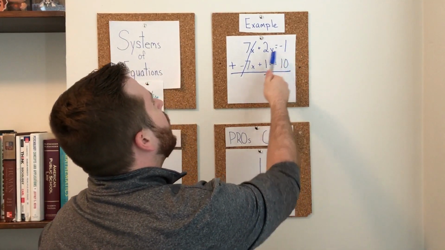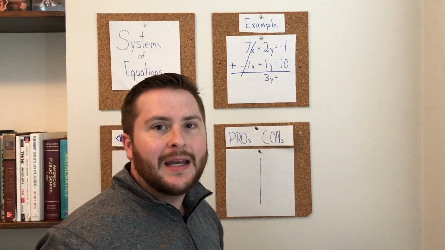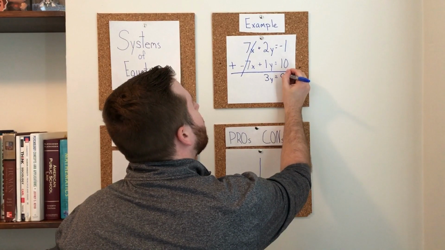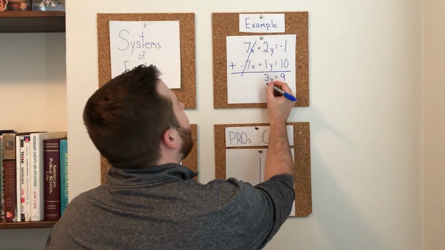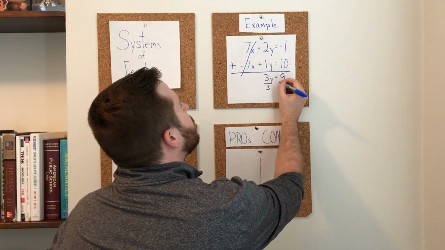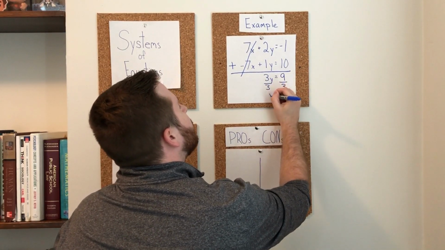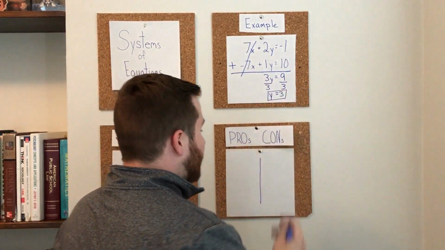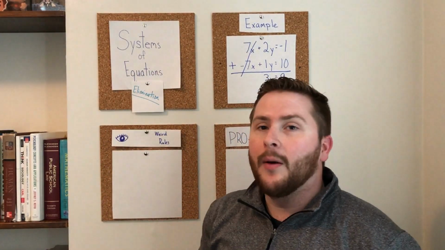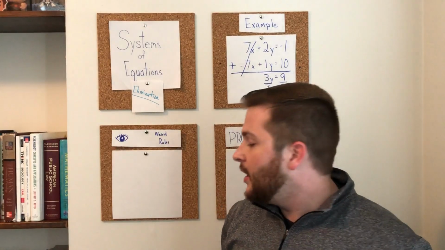And -1 plus +10 gives us 9. So just like that, we're already at the step where we can solve for our variable. Obviously, y is equal to 3, because we will divide each side by 3, and this will be our answer. So just like in the last video where we talked about the rules of substitution, you're not done yet.